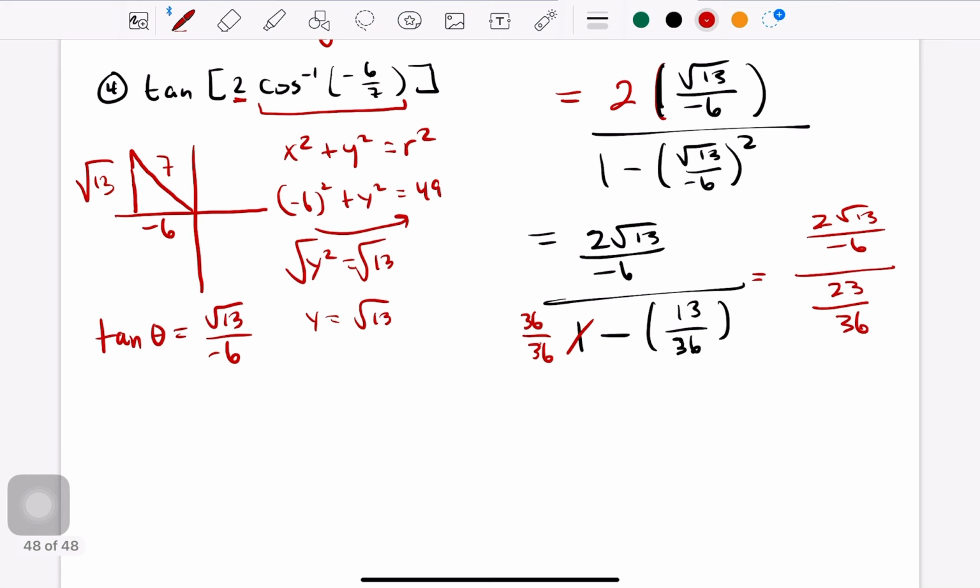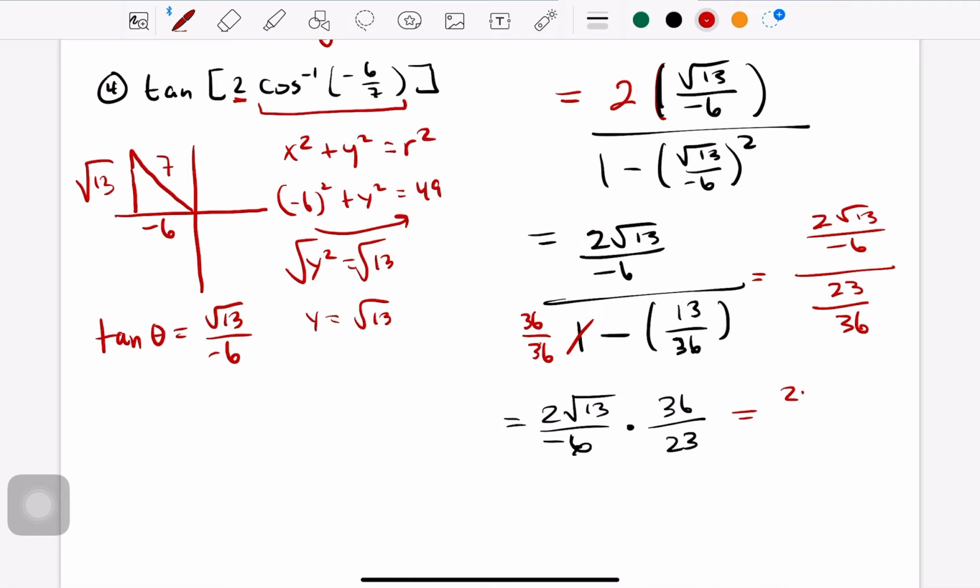At this point, you know, you're just there. You're at the finish line, right? You need to do the keep, change, flip maneuver here. So all I'm going to do is write the numerator, 2 radical 13 divided by negative 6. And then I'm going to do times, and then you flip the bottom, so it's 36 divided by 23. Again, at this point, if you want to reduce, go ahead. You know, it really depends on you. But if not, just keep it literally. If you did this, you would be fine.